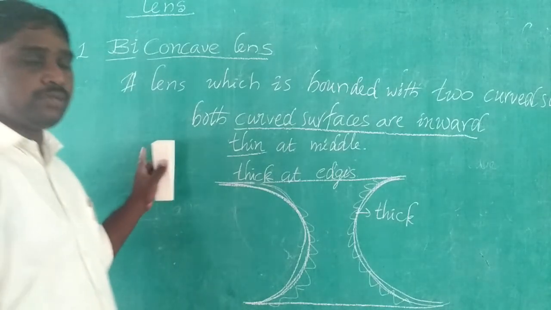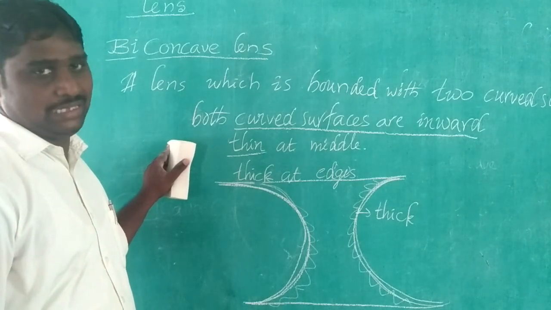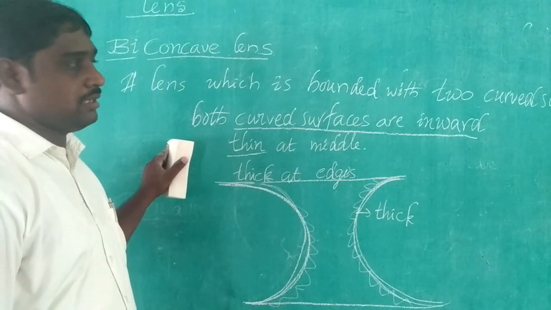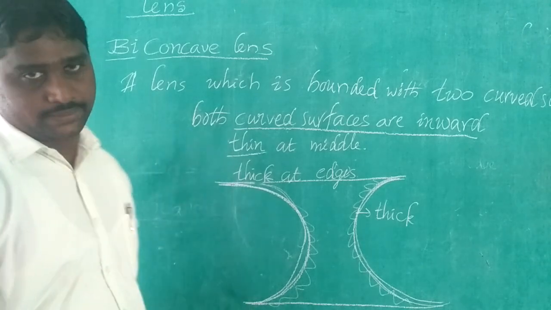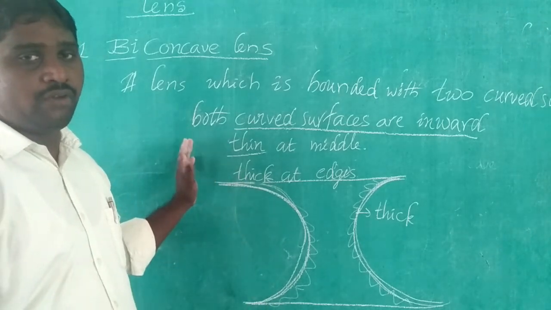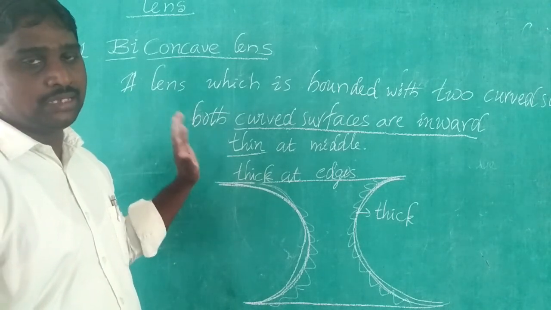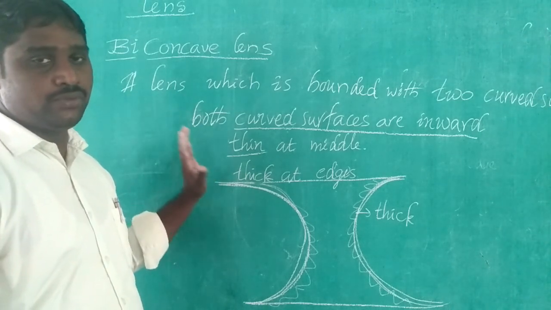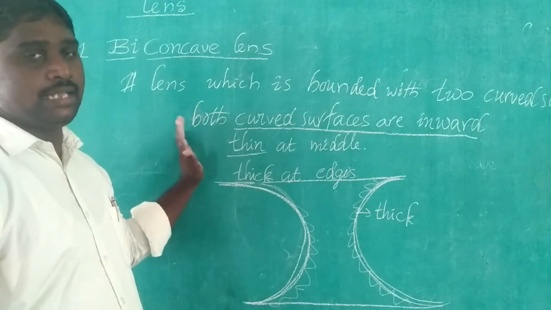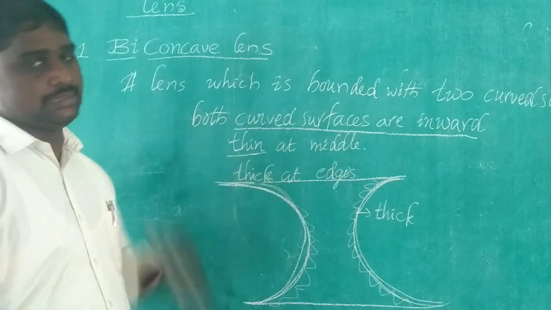Generally, we consider thin lenses and neglect the thickness of the lens. For the purpose of drawing ray diagrams on lenses, we consider only thin lenses and neglect the thickness of the lenses.